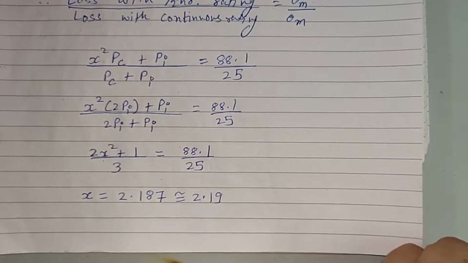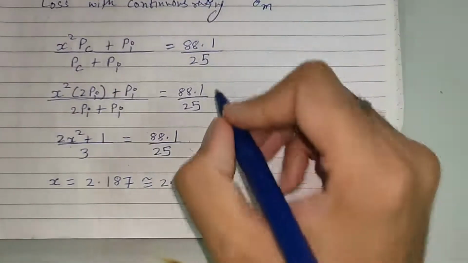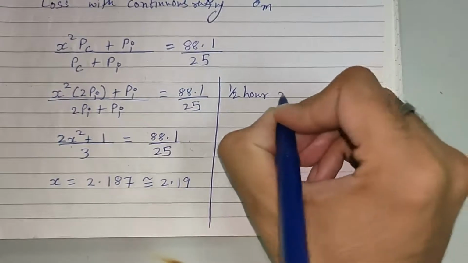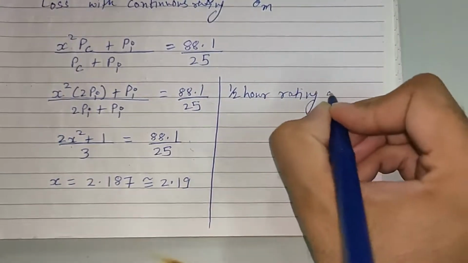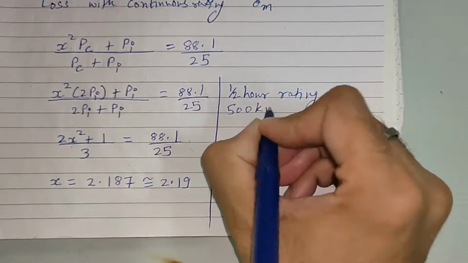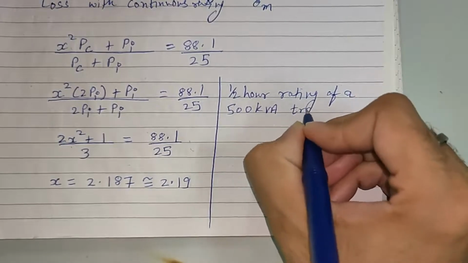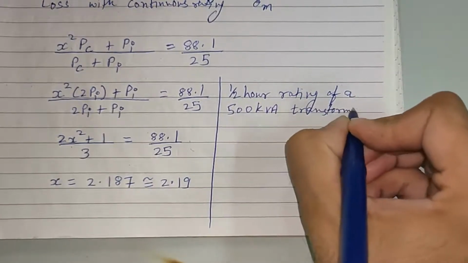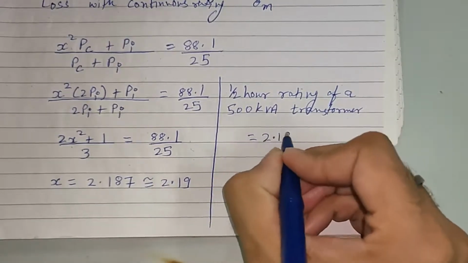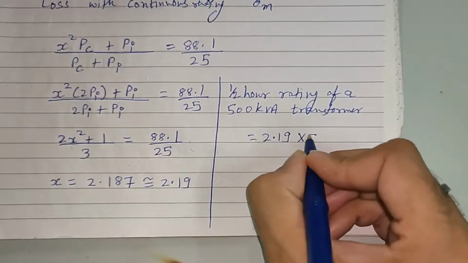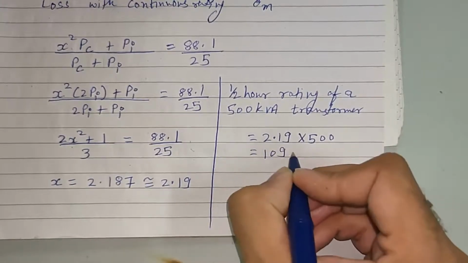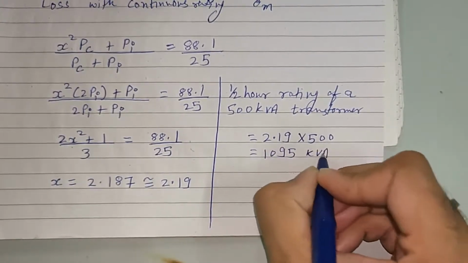Now the half hour rating of the 500 kVA transformer can be written as 2.19 into 500, which is equal to 1095 kVA.